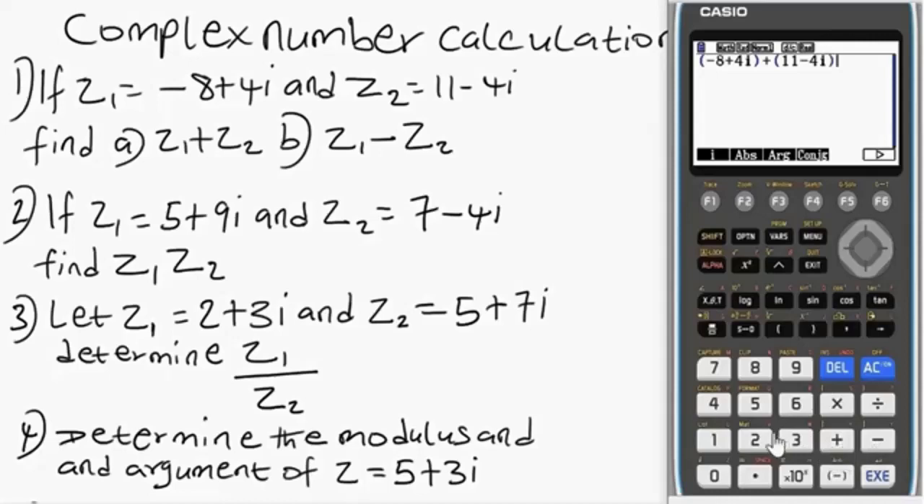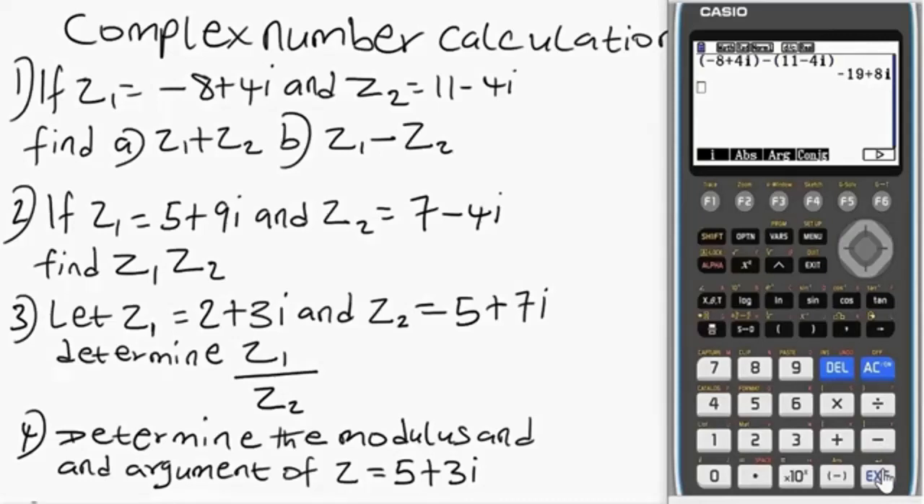Now press equal to get the result or answer. Let's press execute. So the answer is 3. It's as simple as that, guys. To find the subtraction of the complex numbers, all you have to do is adjust it here. Remove this plus and put minus, and that's all. Execute. Minus 19 plus 8i. So that is addition and subtraction of complex numbers with this scientific calculator.